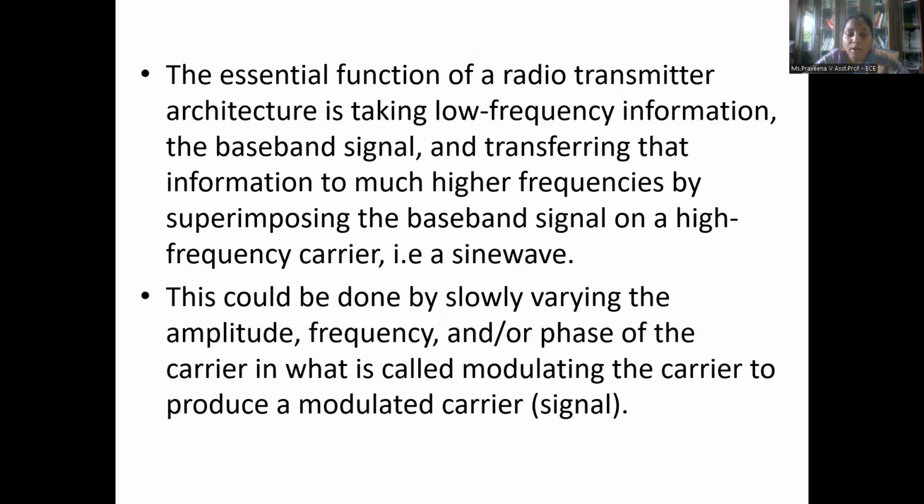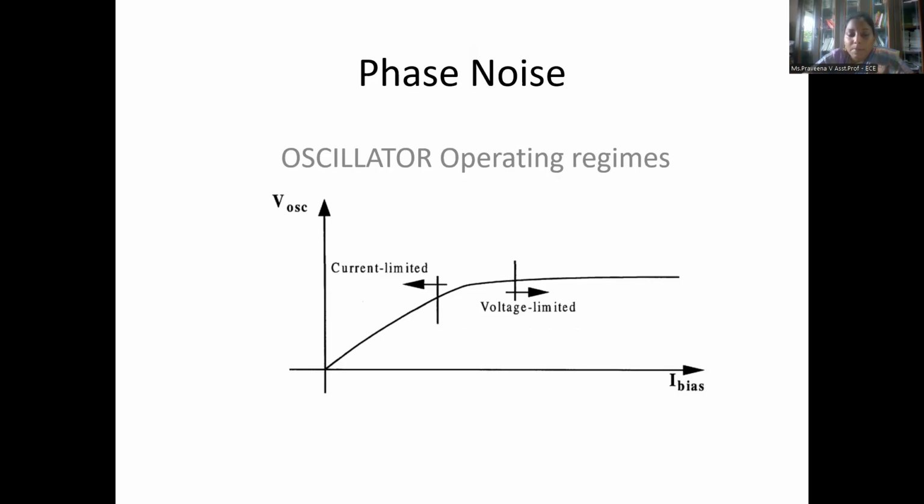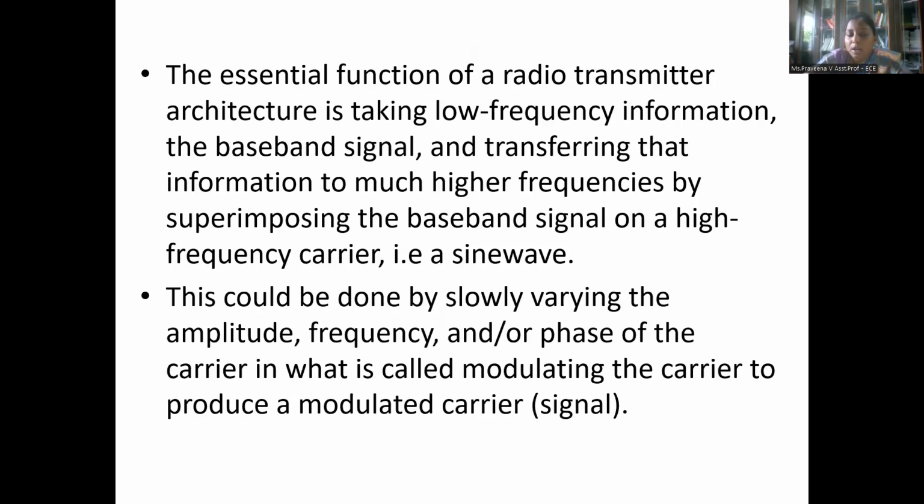The radio transmitter converts the low frequency baseband signal to a high frequency signal by modulating the sine wave carrier with the information signal. The modulation can be achieved by varying the amplitude, frequency, or phase of a carrier signal in order to produce a modulated signal for transmission. Let us see the transceiver architecture and receiver.